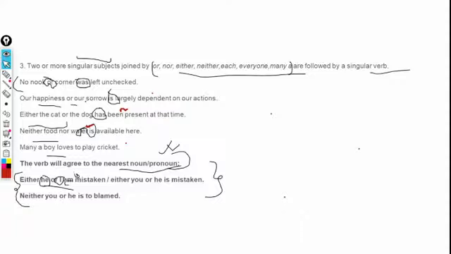It will always agree with the nearest noun. Whatever is nearest to our verb will decide our verb. Either he or I am mistaken, and not is mistaken. That will be wrong.